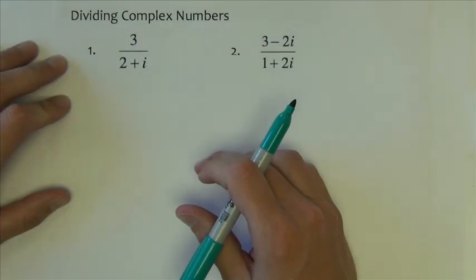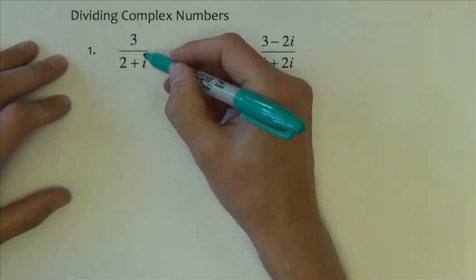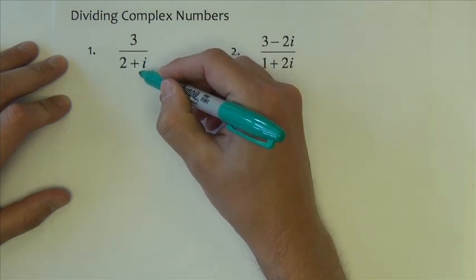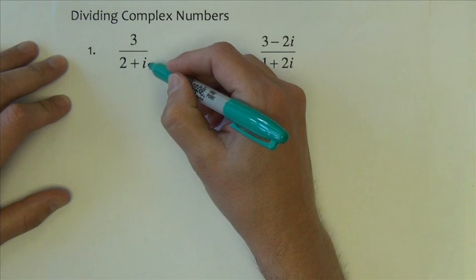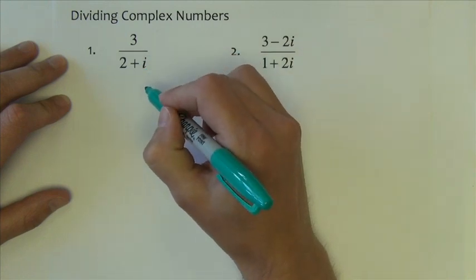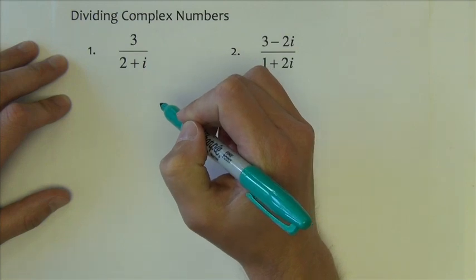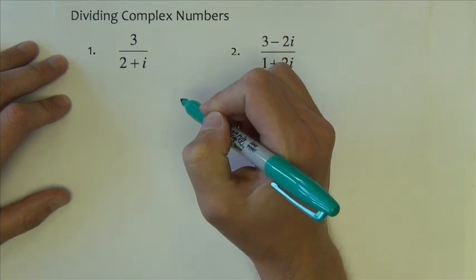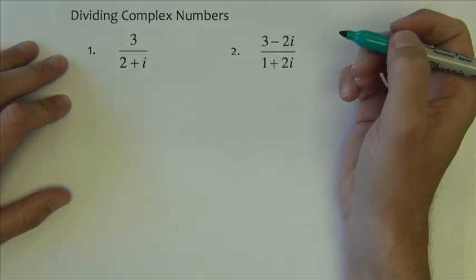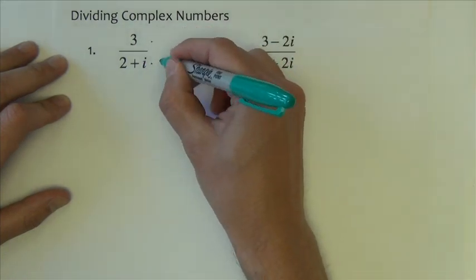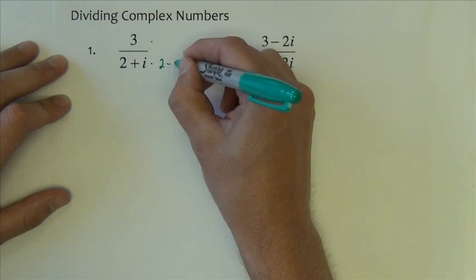When we divide by complex numbers, since i's are really square roots, they're square roots of negative 1s, dividing by i's is like dividing by square roots, and so we follow our rules for simplifying expressions that are dividing by square roots, and that involves rationalizing the denominator. If I were to rationalize this, I multiply top and bottom by 2 minus i.